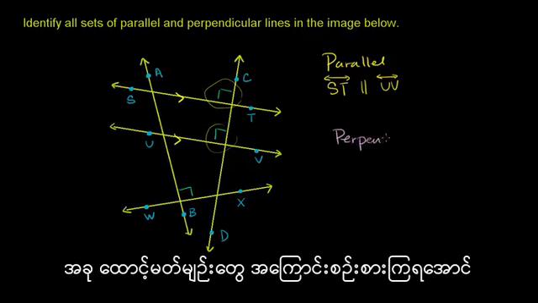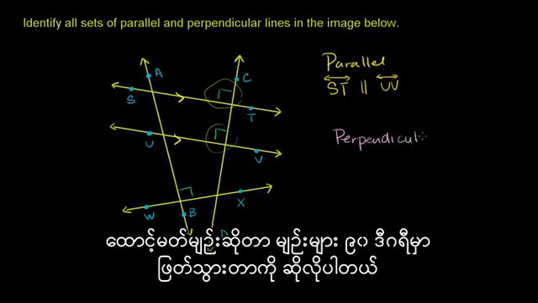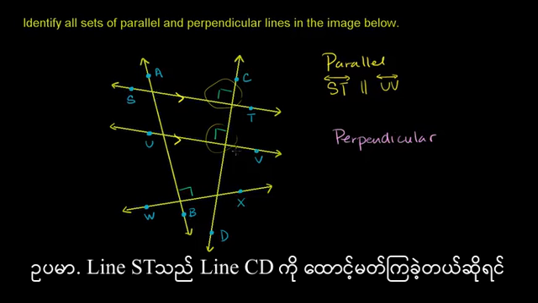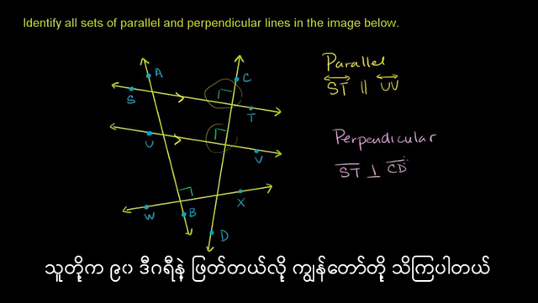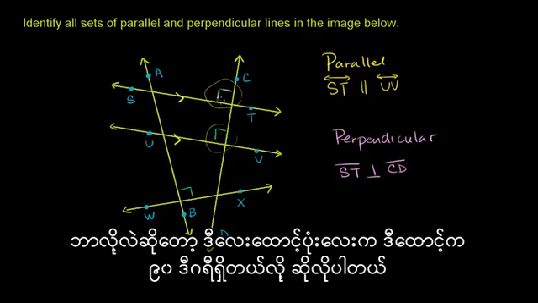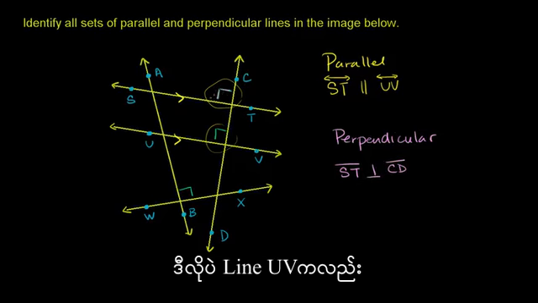Now let's think about perpendicular lines. Perpendicular lines are lines that intersect at a 90-degree angle. So, for example, line ST is perpendicular to line CD. And we know that they intersect at a right angle or at a 90-degree angle because they gave us this little box here, which literally means that the measure of this angle is 90 degrees.